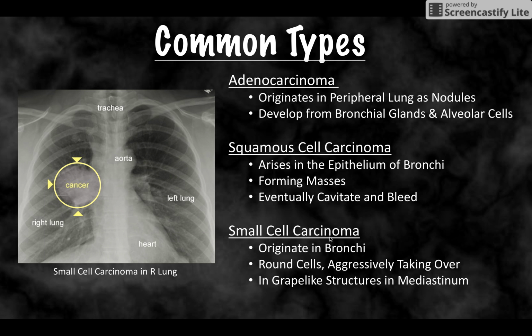Lastly is the famous small cell carcinoma. Small cell carcinoma originates in the bronchi and round cells. They form in the mediastinum and grape-like structures that are very aggressive and take over rapidly. I have attached a picture of an X-ray image of the lungs showing a small cell carcinoma mass in the right lung.